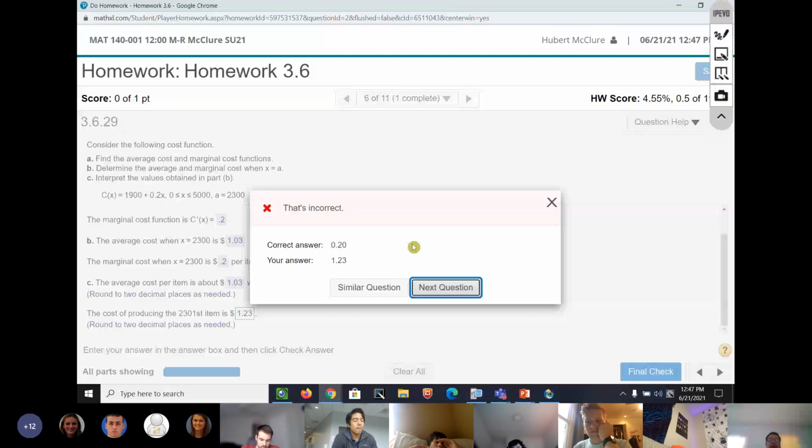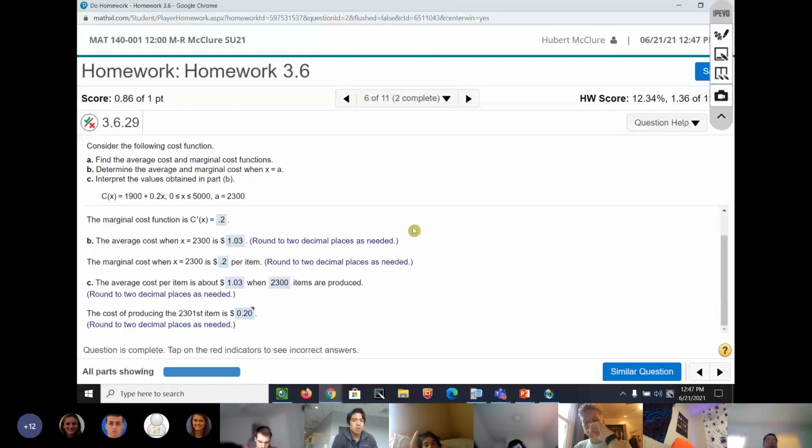So I've shown you 2 test questions that I would ask you from 3.6. Any questions on that? As you can see, it's pretty basic. It's not the product rule, it's not the quotient rule, it's not the chain rule. It's pretty basic algebra, graphing, and first derivative.